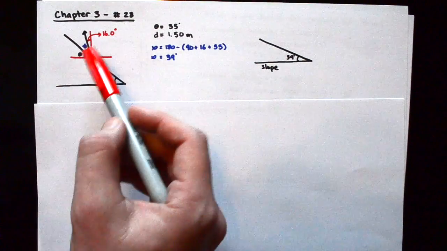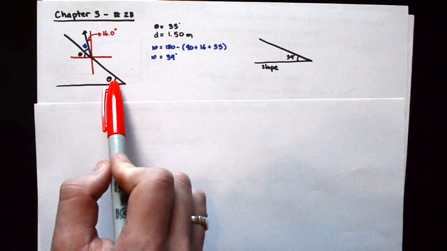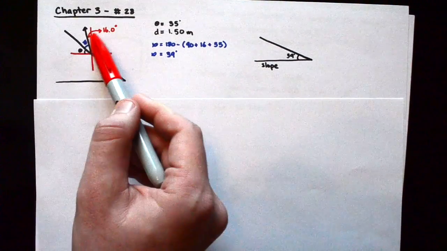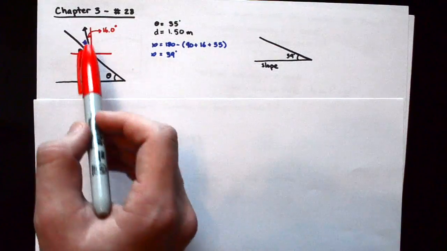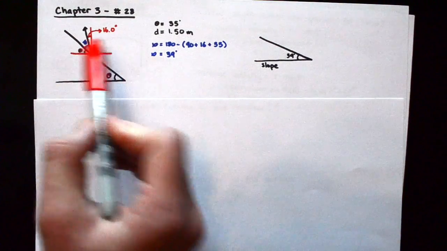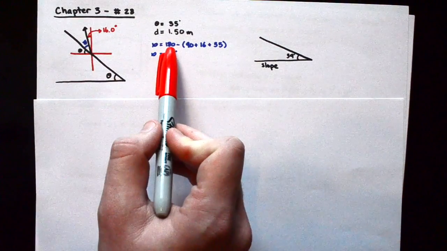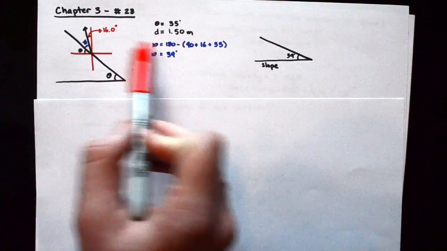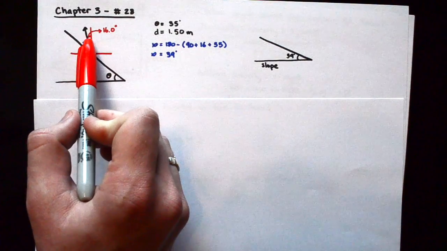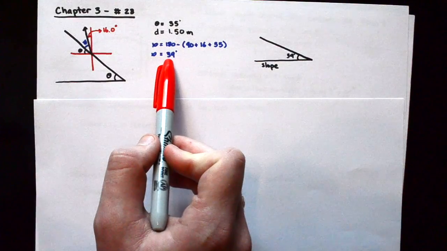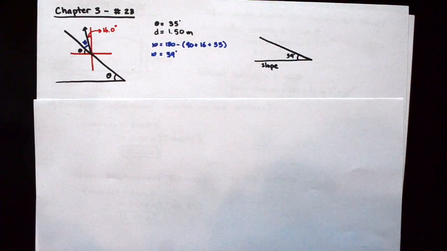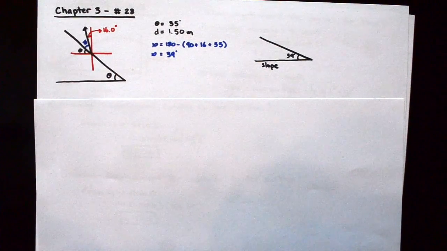We know that this angle is the same as this angle, which is 35. This angle is 16 degrees and then 90 degrees. So in order to find this alpha angle, we just take the total 180 degrees minus 90 plus this 16 plus this 35, and we find that the alpha angle is 39 degrees. So once we do that, we can then move on to answering the questions.